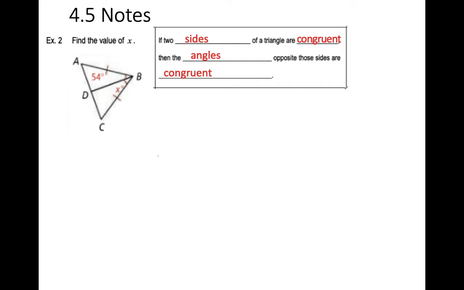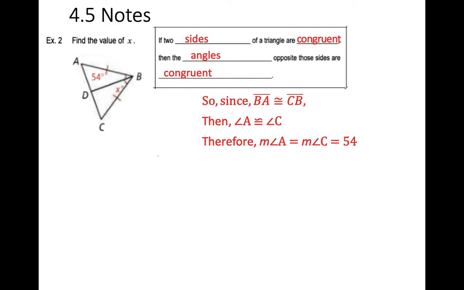Okay, so based on that, we can now find the value of x here. How would we do that? Well, first, again, if two sides of a triangle are congruent, then the angles opposite those sides are congruent. In this case, we know that BA and CB are congruent, therefore angle A is congruent to angle C. And since angle A is 54 degrees and they're congruent, the measure of both of them must be 54. So now I have C is 54.